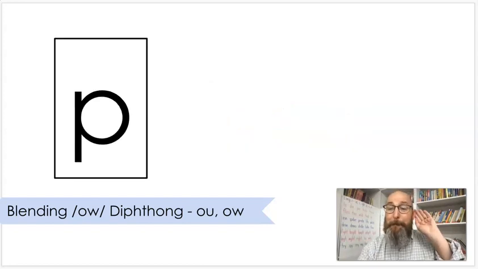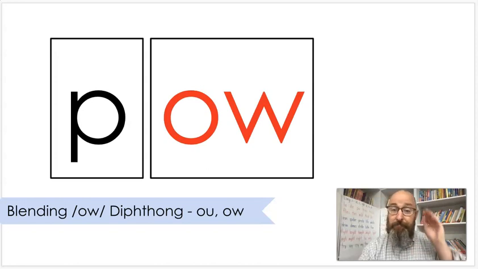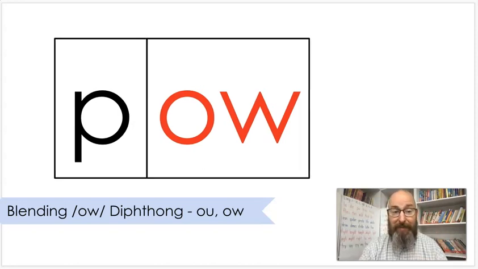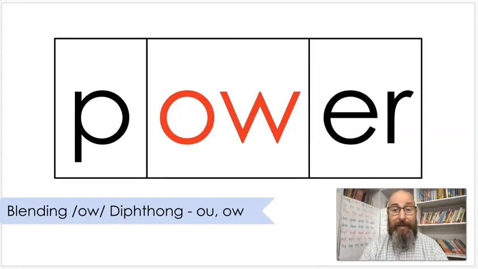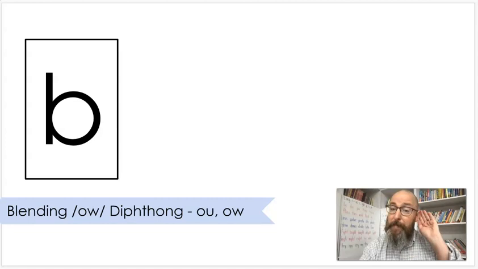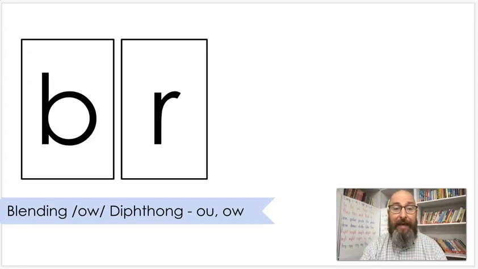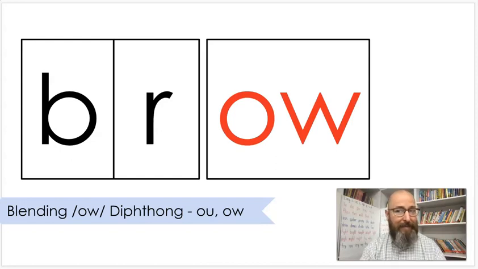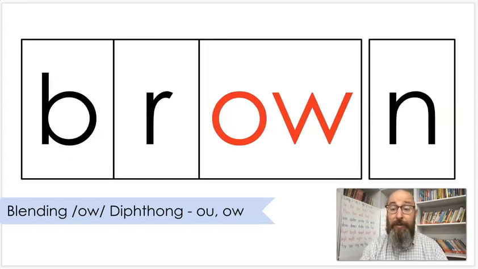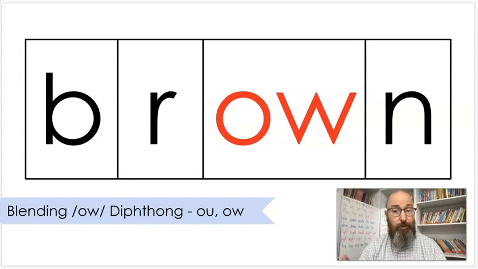Sound. P. Sound. Owl. Put that together. Power. Power. If something has power, it has strength. Sound. B. Sound. Put that together. Brow. Put that together. Brown. Brown. You may have a brown crayon in your coloring box. I used to have brown hair.